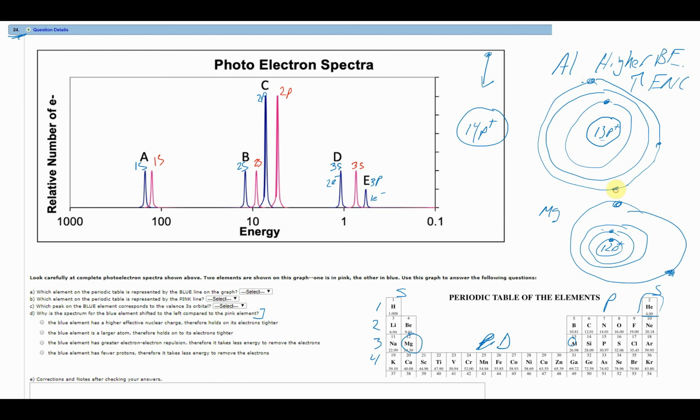There is a little bit more electron-electron repulsion. But if that were the answer, it would take less energy to remove them, and you'd expect the blue peaks to be to the right. That sort of makes sense? In other words, this is a true statement, but the peaks would be the other way. The pink ones would be bound tighter, right? So that's why that's out. So I think the first one's the correct answer.